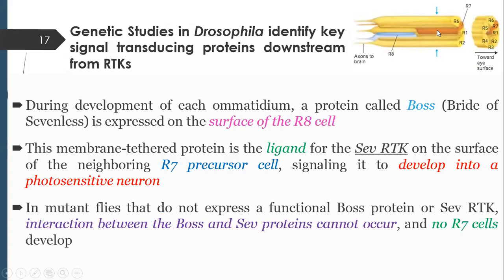So अब जो है mutant flies में क्या होगा? That do not express a functional boss. So functional boss protein अगर नहीं है या सेव प्रोटीन नहीं है RTKs के ऊपर, तो उसमें क्या होगा कि सेव प्रोटीन cannot occur और no R7 cell will develop. उसमें R7 सेल्स जो हैं वो डेवलप नहीं होंगे.